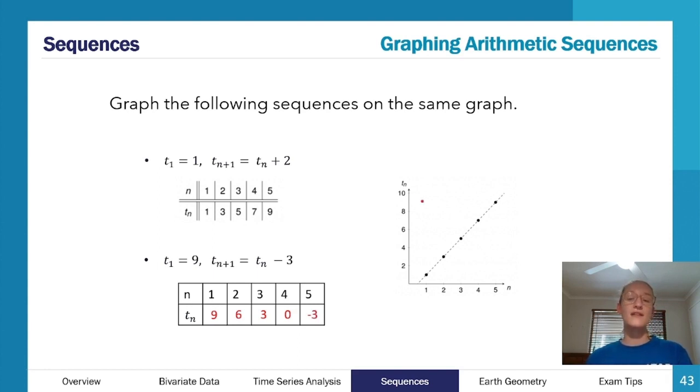And we can actually graph that on the same graph. So here you can see when n is equal to 1, our term is 9. So I've graphed that to reflect it. When n is 2, our term is 6. 3 is 3, 4 is on 0, and then 5 is actually on -3. And you can also reflect a trend line to suit that.